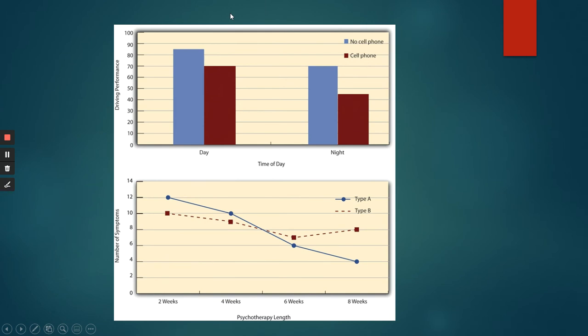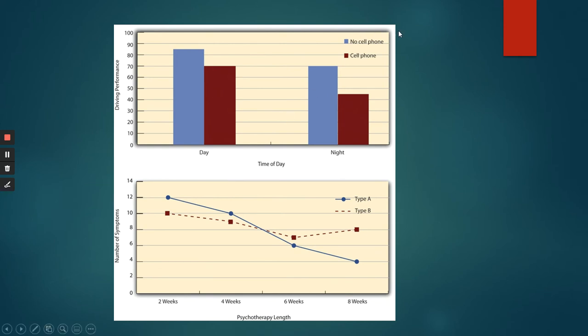Everybody has them nowadays. So if I look at this, I've looked for main effects. I think there's probably a main effect here. It looks like people are better drivers. I'm assuming that higher score means better driving. If we just ignore the cell phone, no cell phone thing, these things are higher than these. So I'm guessing there's a main effect for day. Day is higher than night if we ignore the cell phone.